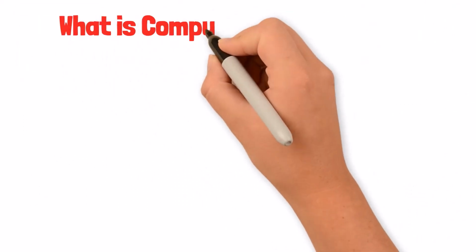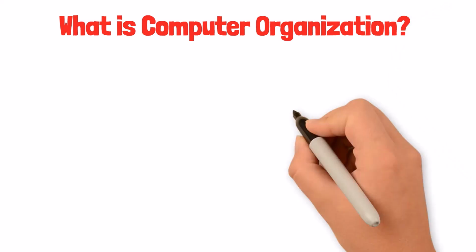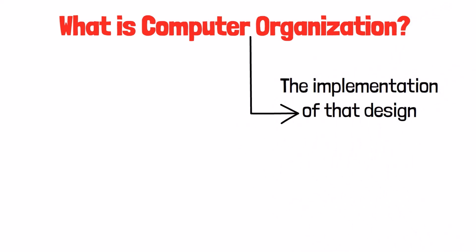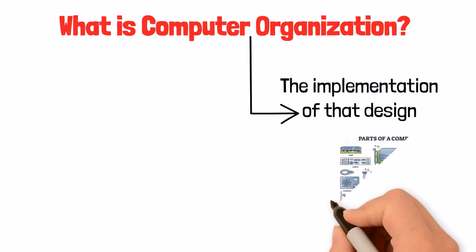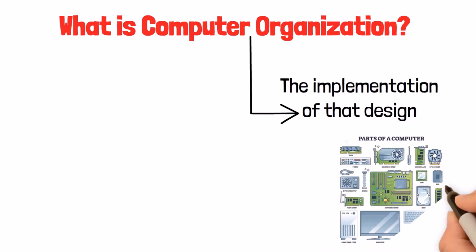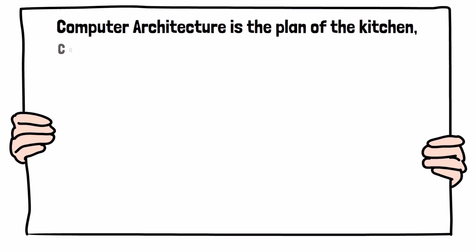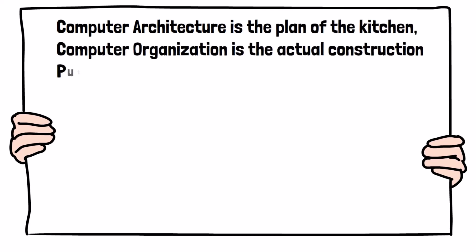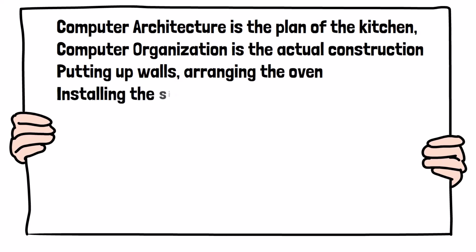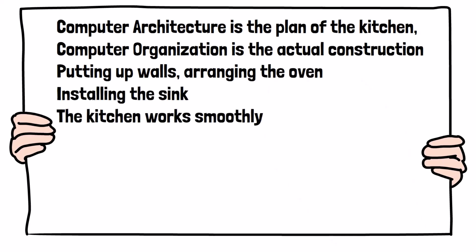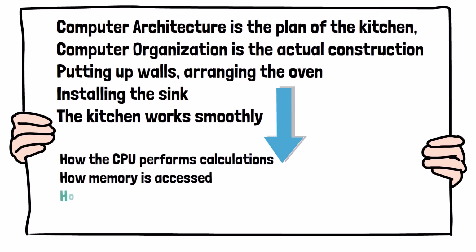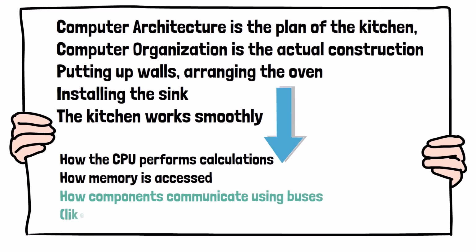Now, what is computer organization? Computer organization is the implementation of that design. It's about how everything actually works inside, how the wires are connected, how signals are sent, how data moves around. So if computer architecture is the plan of the kitchen, computer organization is the actual construction, putting up walls, arranging the oven, installing the sink, and making sure the kitchen works smoothly. It focuses on how the CPU performs calculations, how memory is accessed, how components communicate using buses, like data highways inside the computer.